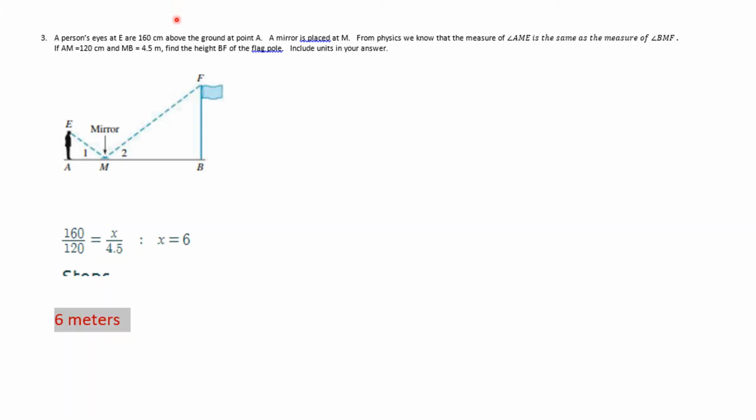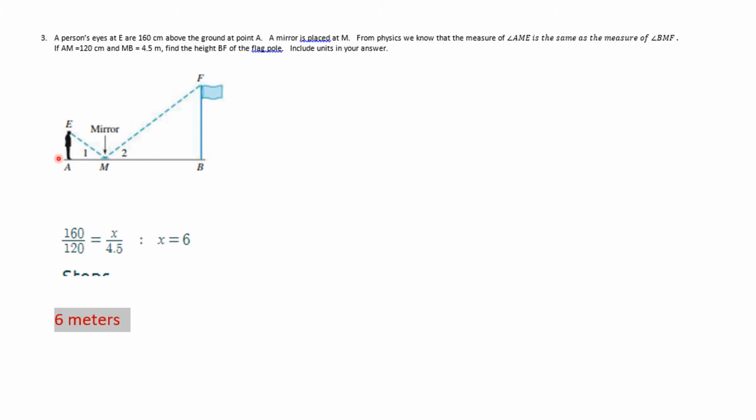Number 3, a person's eyes were 160 meters above the ground at point A, and a mirror is placed there. They look down and they look up. From physics, you know that the measure of angle 1 and the measure of angle 2 are the same. So if the distance AM is 120 centimeters, you want to make sure that you're thinking about the units. And the measure from B to M is 4.5 meters.